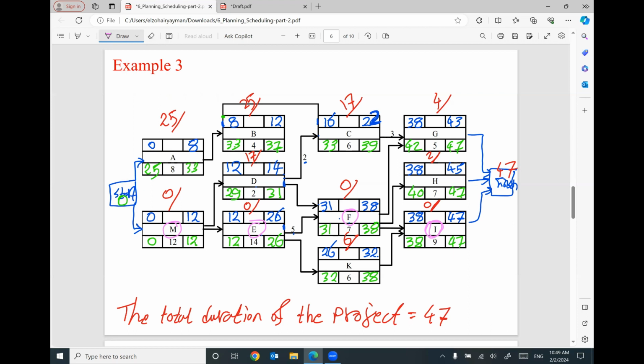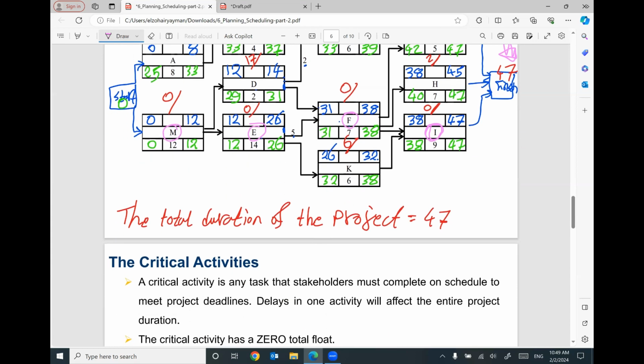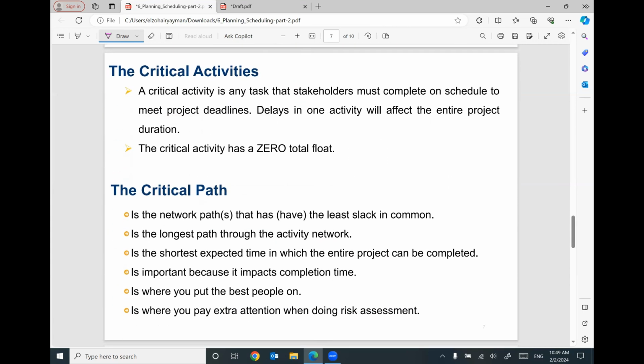These critical activities, we have to be careful about them because any delay in these activities will affect the final time duration of the project. So I would like to define the critical activities. Critical activities is any task that must be completed on schedule to meet the project deadlines. Any delays in one of these activities will affect the entire project duration. The critical activities will be defined by 0 value for the total float.